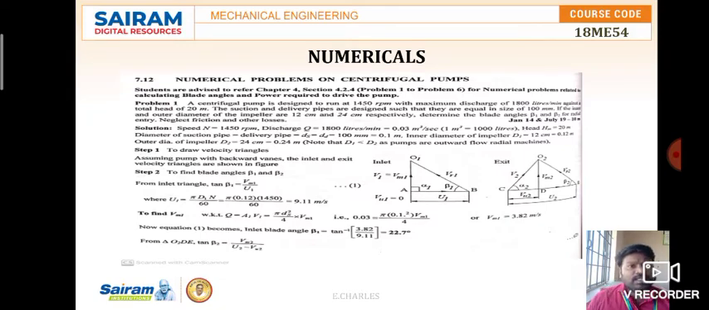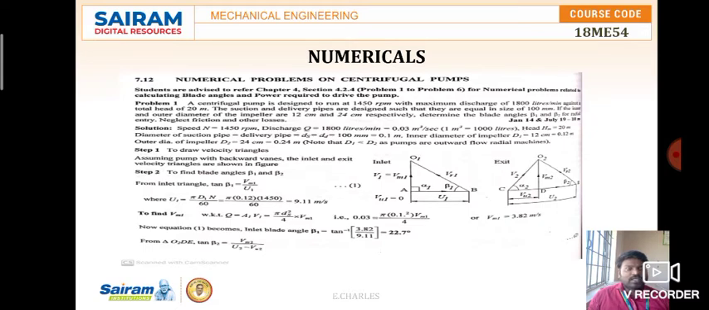According to the numerical, a centrifugal pump is designed to run at 1450 rpm. So speed is given, which is N equal to 1450 rpm, with a maximum discharge of 1800 liters per minute against a total head of 20 meters. So discharge is given, Q is 1800 liters per minute. If it is converted into meter cube per second, it will be 0.03, because 1 meter cube is equal to 1000 liters. And head is given as Hm, the manometric head, Hm is 20 meters.